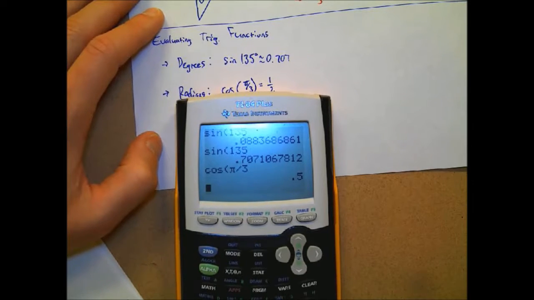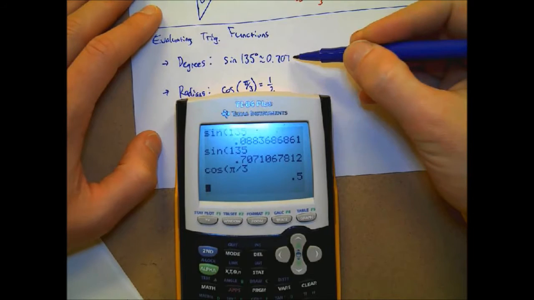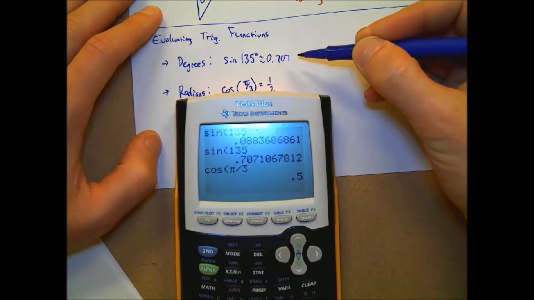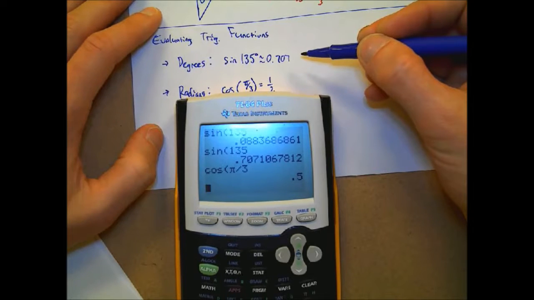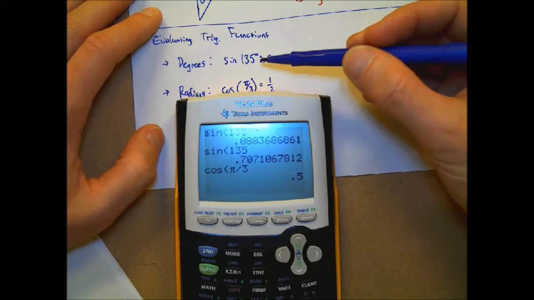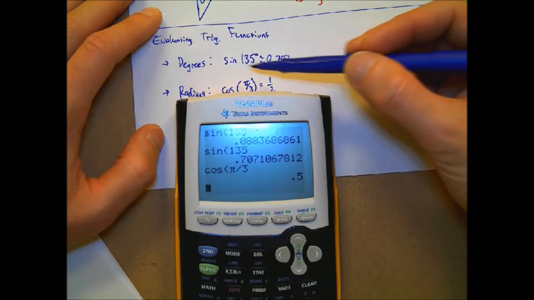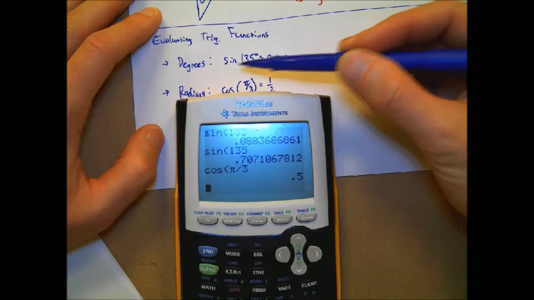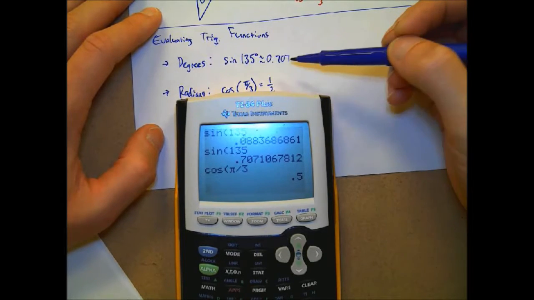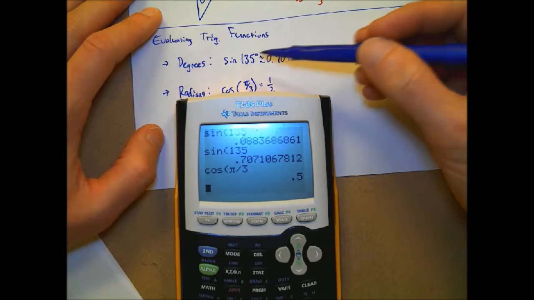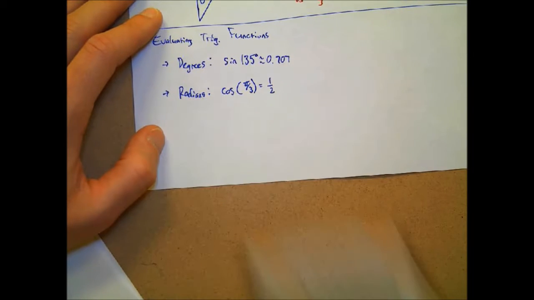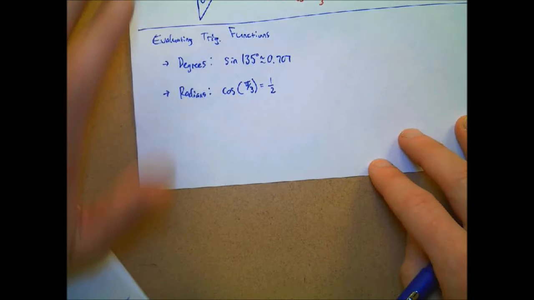And again, this is the ratio. Now, obviously, 0.707 is not clearly a ratio, but it's like the ratio simplified to a decimal. So if you make a right triangle that has a 135-degree angle in it, and you do sine of that, then the opposite side divided by hypotenuse will be roughly 0.707. Or the ratio would be that.